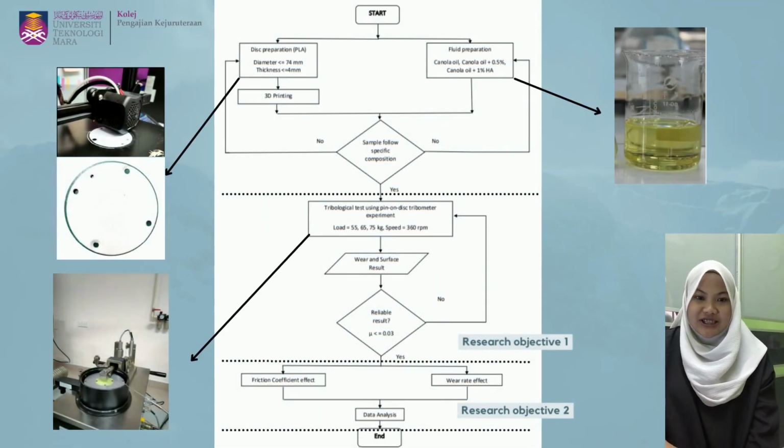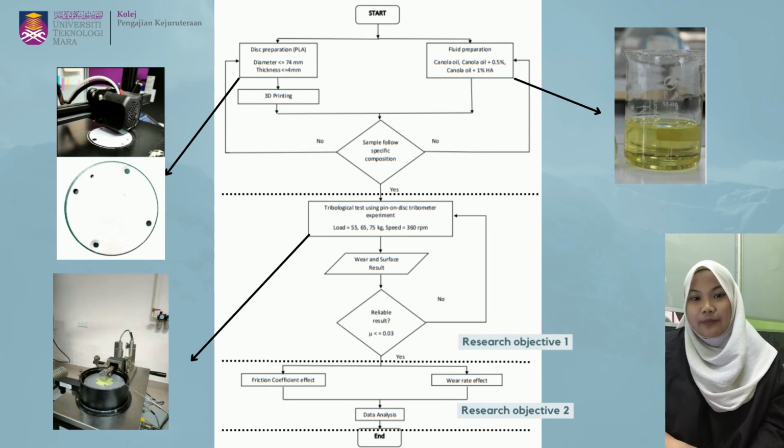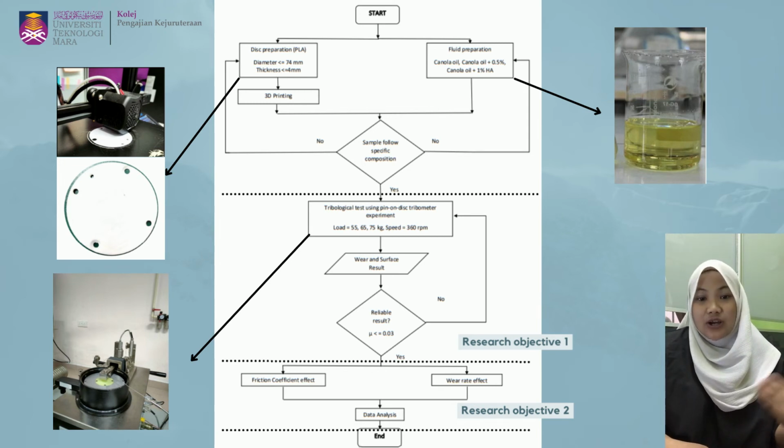On the screen, you can see the picture of PLA preparation using a 3D printer and the picture of some smooth surface PLA discs. At the top right corner is the picture of canola oil in the lab. On the left hand side below is the picture of the pin on disc tribometer to run the experiment for this study.